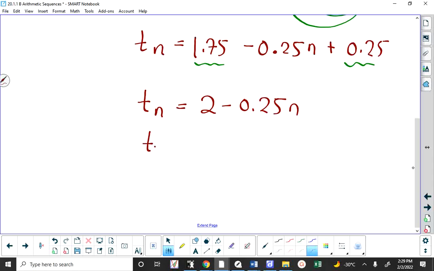But T40 is that. 0.25 is a quarter. A quarter of 40 is 10. So I need to take 2 minus 10. I believe I get negative 8.